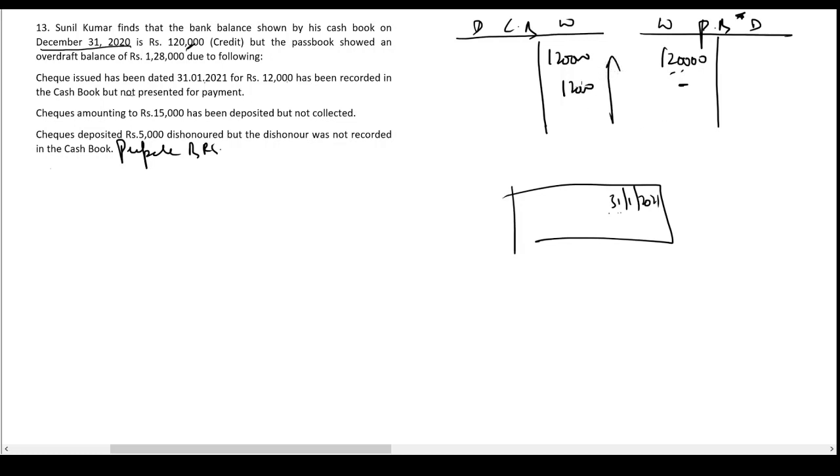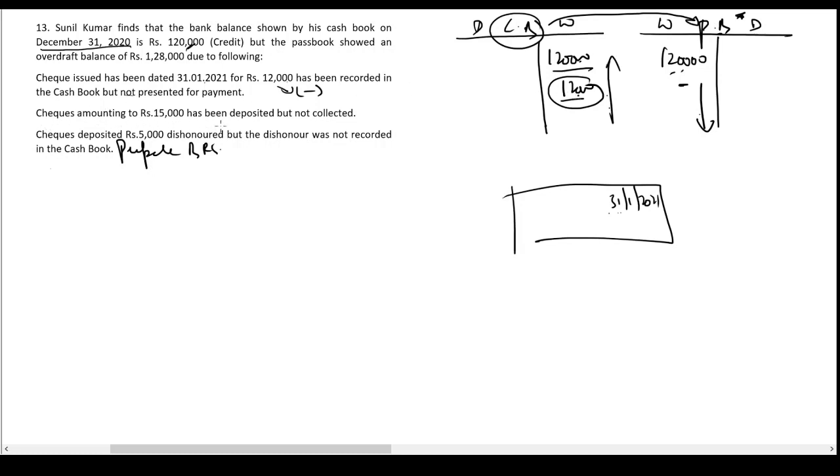The balance will increase here. Why? Credit and credit increase, whereas the passbook balance will be lower. What should I do to the cash book to make it equal to passbook? I have to reduce it by 12,000. So I'll write here minus. Credit and another credit, balance increased, but it is relatively less here. What should I do to the cash book to make it equal to passbook? I have to reduce it by 12,000.